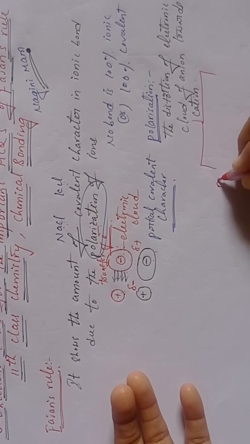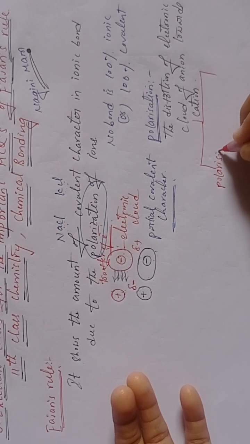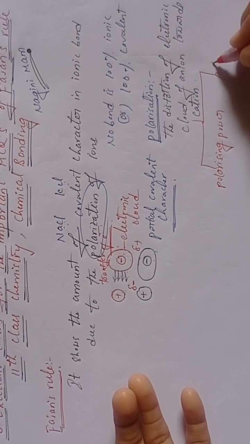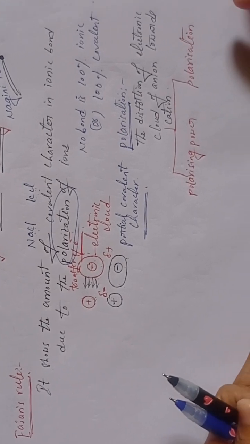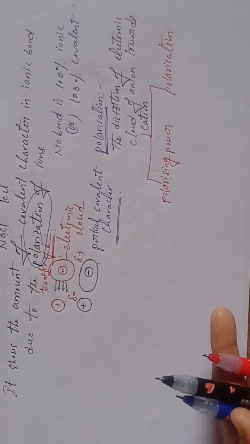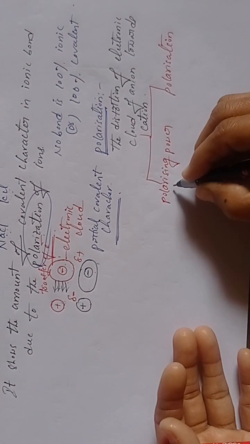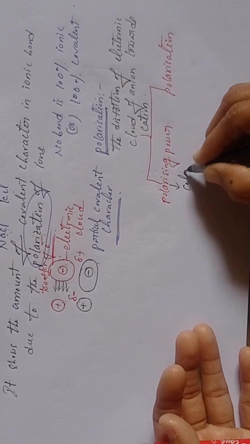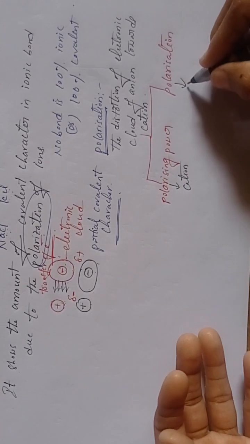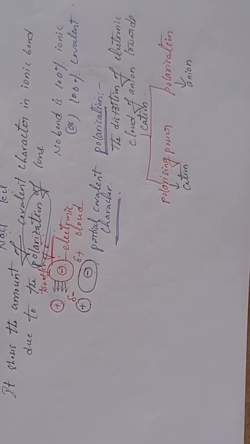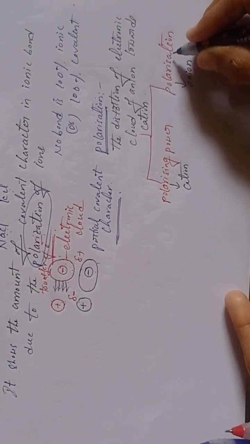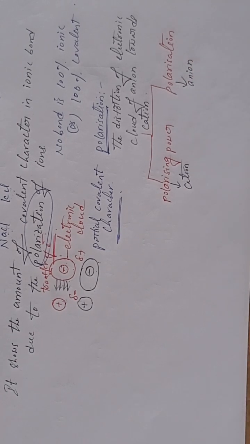One is the polarizing power, another one is polarization. Now see here, polarizing power is the property of the cation, students, and polarization is the property of the anion. Are you clear? It is the cation property, and this is the anion property.